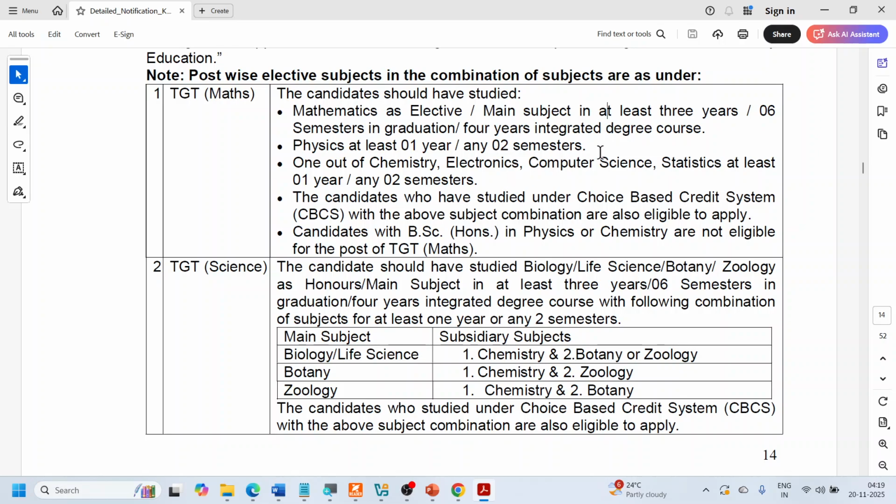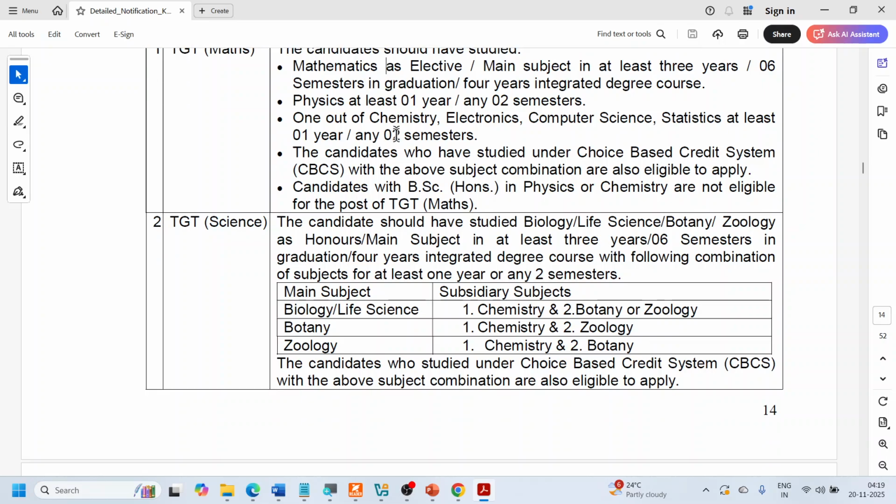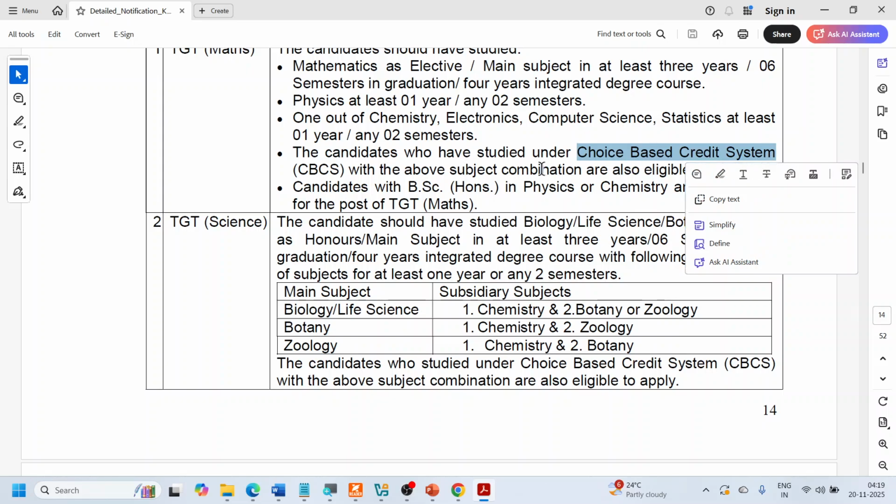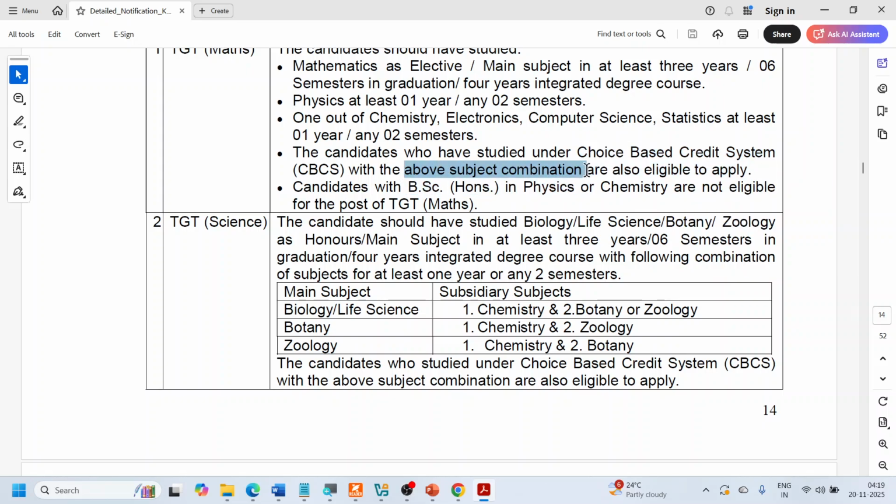Even for chemistry, electronics, and computer science, it is the same story, either 1 year or 2 semesters. If you have studied more than 2 years, well and good, you are not going to be disqualified. You can go for it. However, if you have studied under the choice based system, CBCS, you have to have the above mentioned combination. Any of them will work.